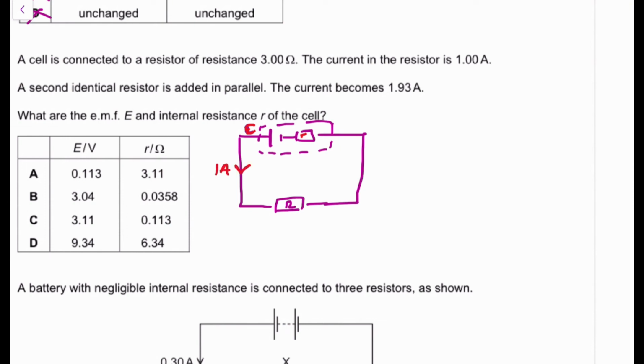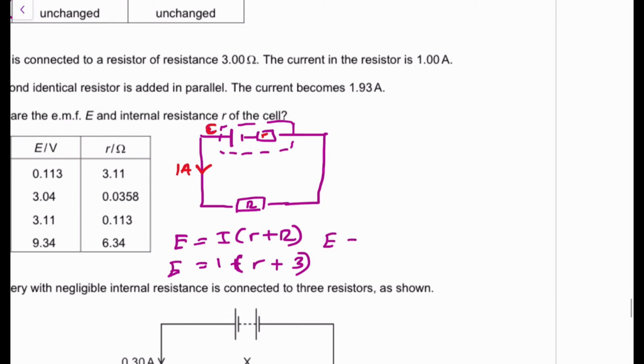And according to Kirchhoff's second law, the law of conservation of energy, we're going to say that the value of E is going to be equivalent to I, which is our current, multiplied by R plus the value of r. Our I is going to be 1, so it's multiplied by the value of R plus the value of the small r, which is going to be 3. So you're going to get E equal to R plus 3. And this is going to be your first equation, equation 1.